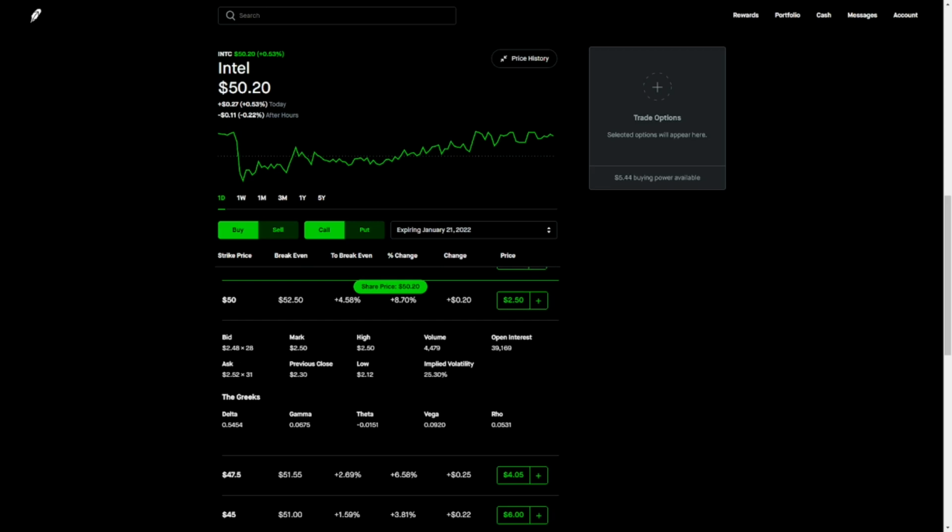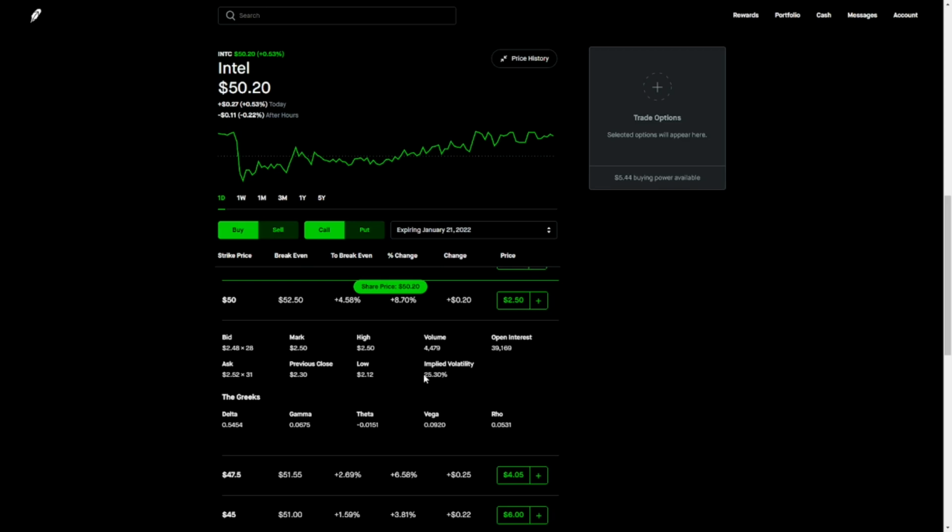Previous close is what it closed at yesterday. So the previous close would be $2.50, $250, right? The high today was $250. The low was $212. So, self-explanatory. Volume for today, meaning how many times this contract got sold and bought, was 4,479 times. Open interest just means how many contracts are not fulfilled. So how many contracts either need to be closed, need to be bought, need to be sold, right?